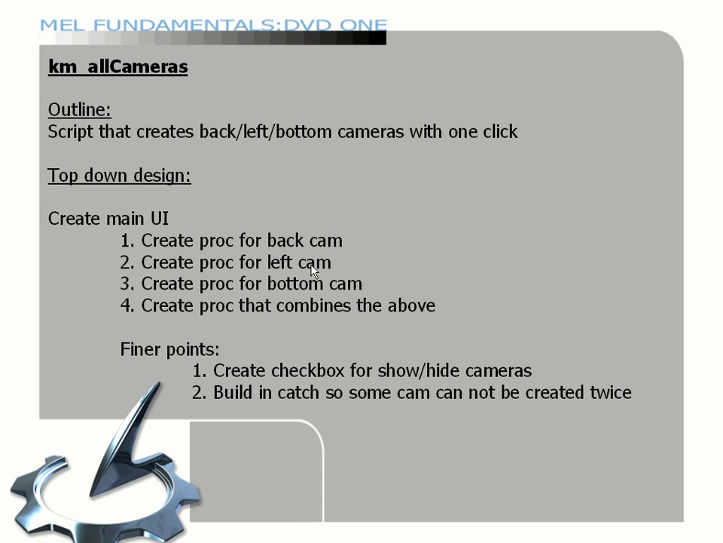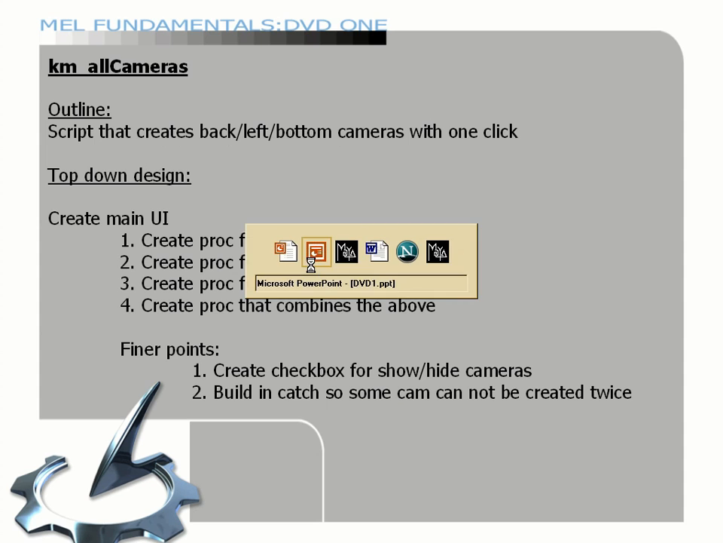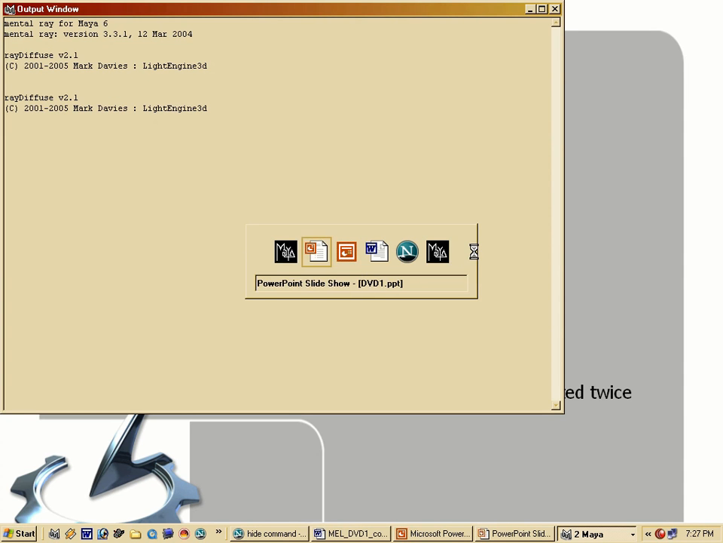And then we have to build in a catch. A catch is what I like to call a dummy proof, let's say. Some camera cannot be created twice. So if you have already created the left cam, in our case it will pop up a little window saying that camera already exists. I will show you how to do that, and that's it. Okay, so let's jump to Maya.